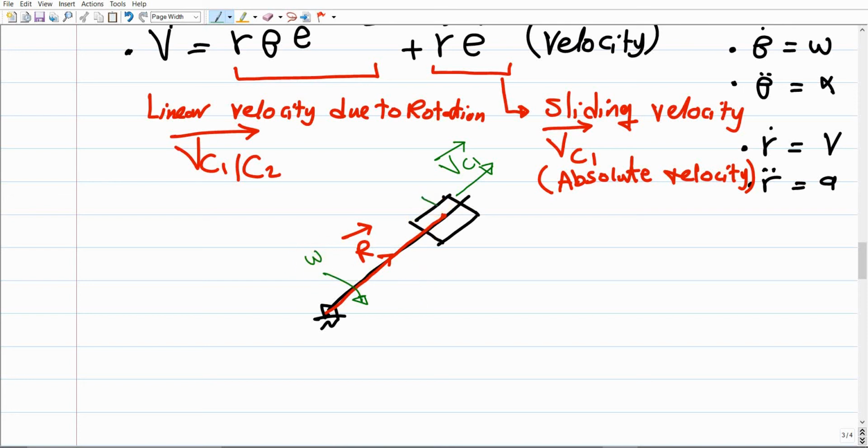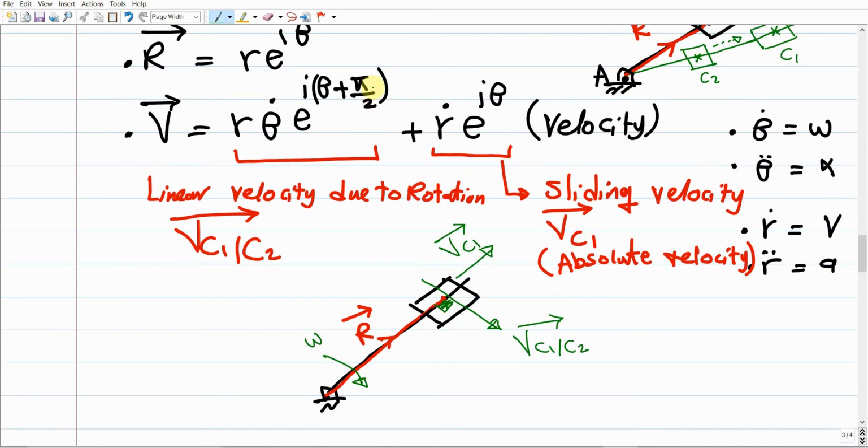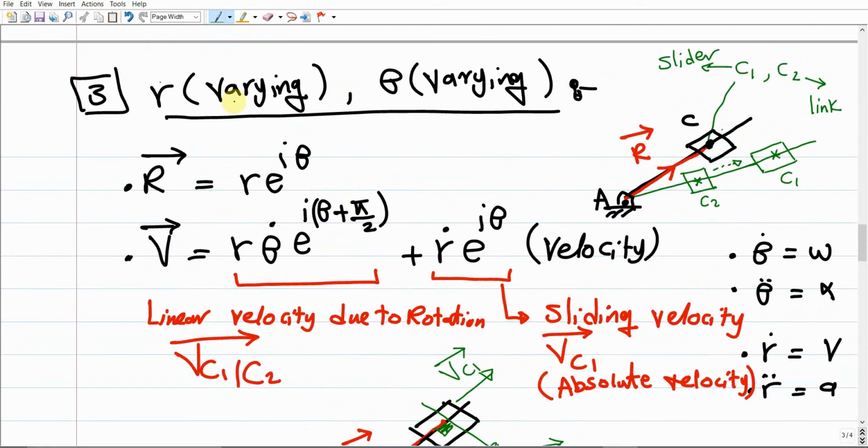We have another component, which is the relative velocity, VC1 relative to C2 vector. This should be perpendicular because there is a 90-degree shift, plus pi over 2, and it should be in the same direction as omega. Make sense? So these are the directions of the two components and their physical meaning, in the case that R is variable and theta is variable. So this is for the position and the velocity components or vector.